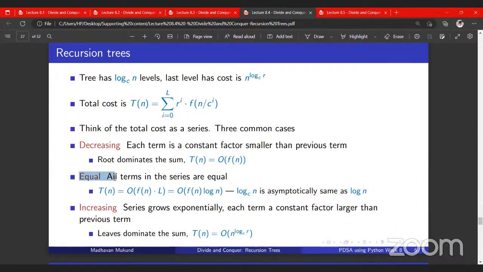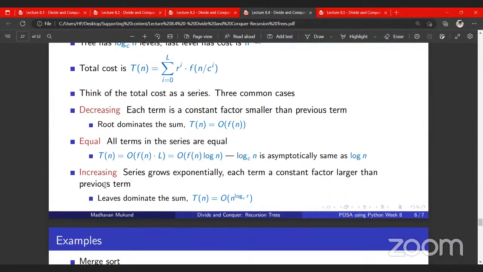If our number of operations is equal, like in merge sort or quick sort, you have already seen that the number of operations at each level is equal, n. At that time, we can directly write f(n) times log n, so it becomes n log n.